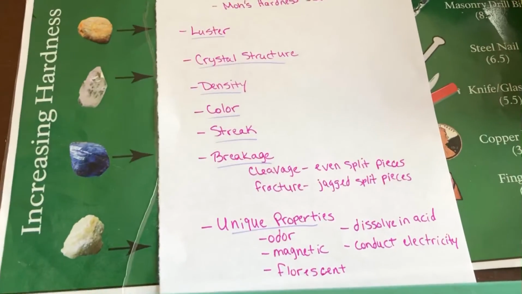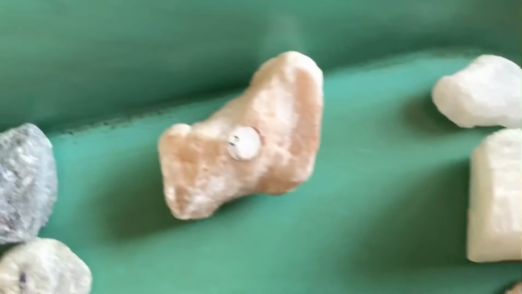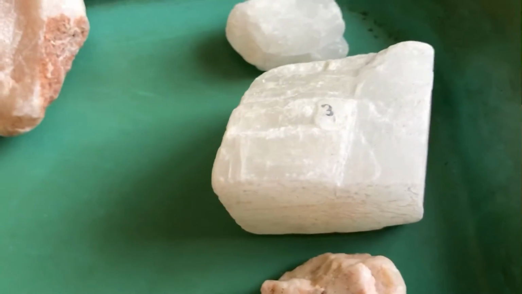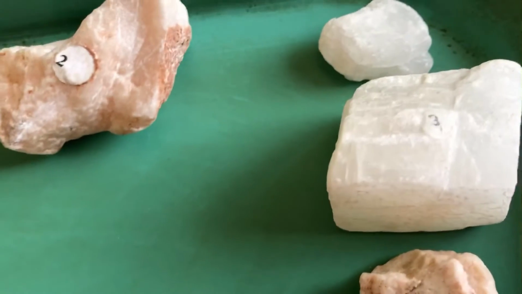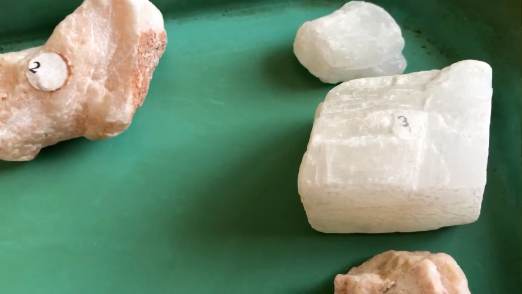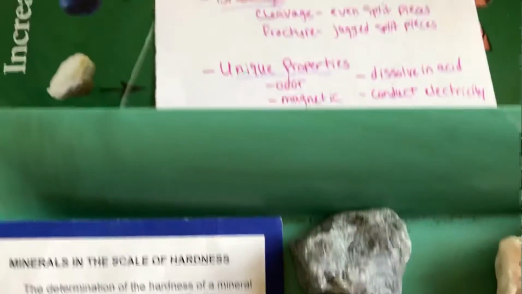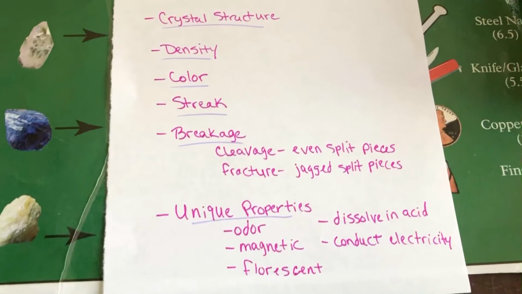So streak, breakage, does it have cleavage or fracture? Remember, cleavage splits along nice, even pieces, nice, even lines. This right here, calcite, you can kind of see that layering to it. Not always are they layered, but that one is an example of a mineral that would have cleavage. Quartz is an example of a mineral that has mostly fracture. It would break apart into jagged pieces. So cleavage, even split pieces, fractured, jagged, split pieces.